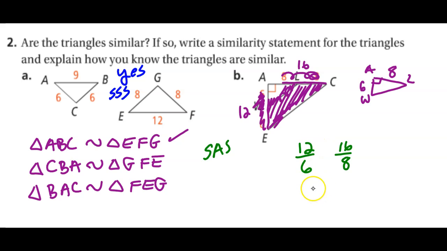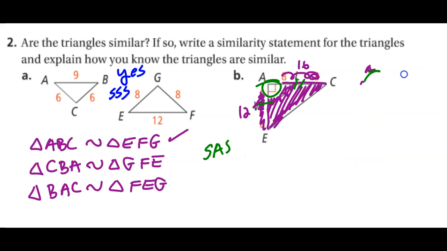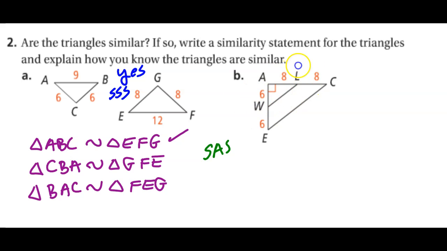So 12 over 6 reduces to just 2, or 2 over 1, and 16 over 8 reduces to 2. So this side right here is similar to this one, and this one's similar to this one right here, not congruent, but similar. And then their sandwiched angle, the angle in between those sides, are congruent, because they're both right angles. So this is similar by side angle side. So this is another yes, similar by side angle side.